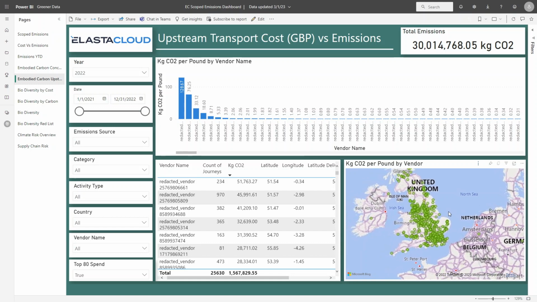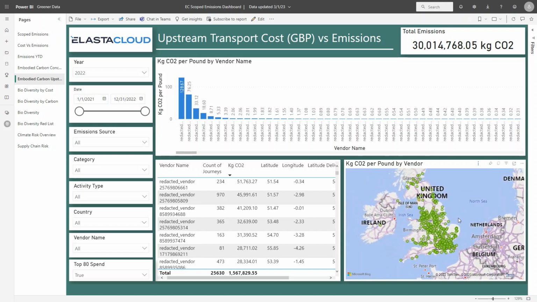In this case, when kilograms of CO2 per pound spent increases, the size of the bubble is larger, and the closer to red the bubble is, the higher the number of total journeys from that location. This means that if there was a bubble that was both large and red, it would be a vendor of potential concern.